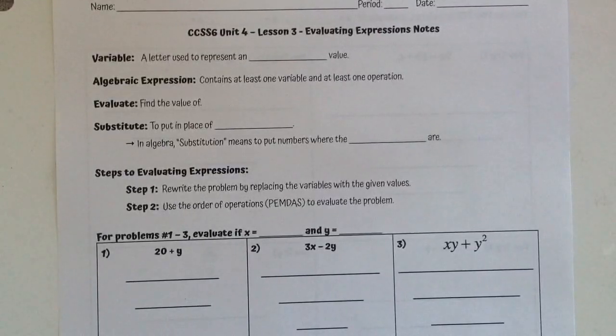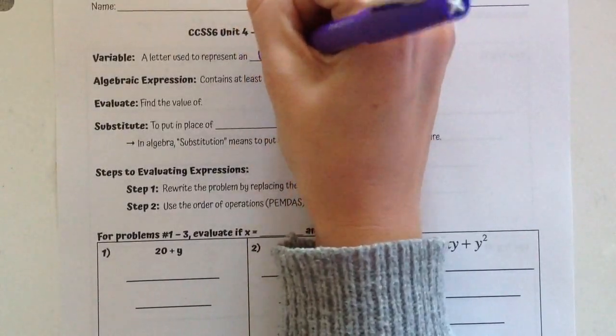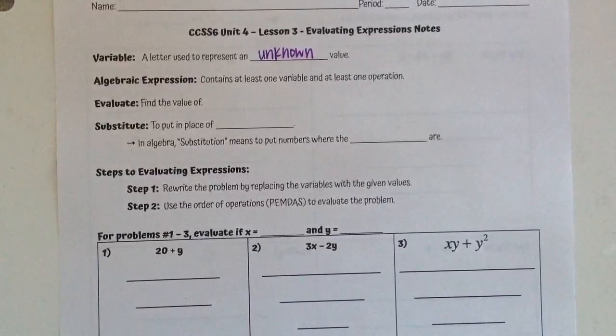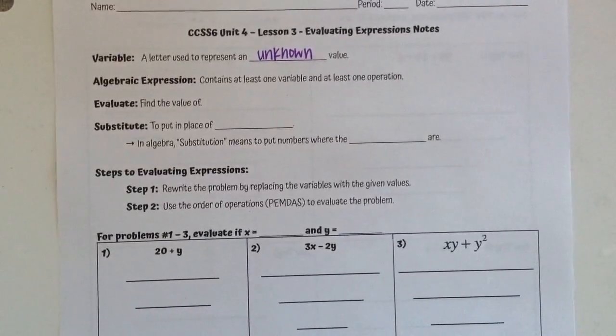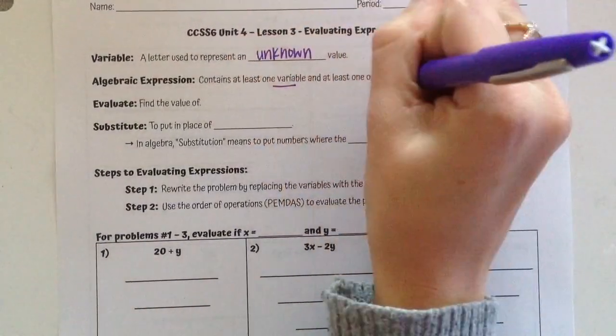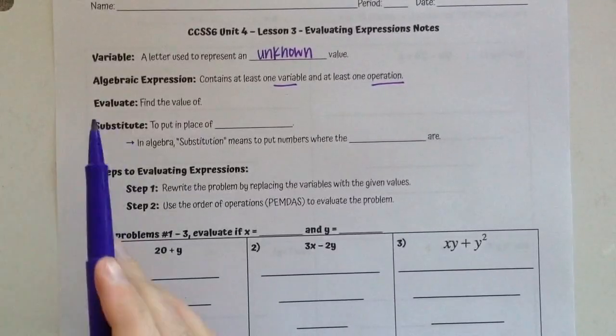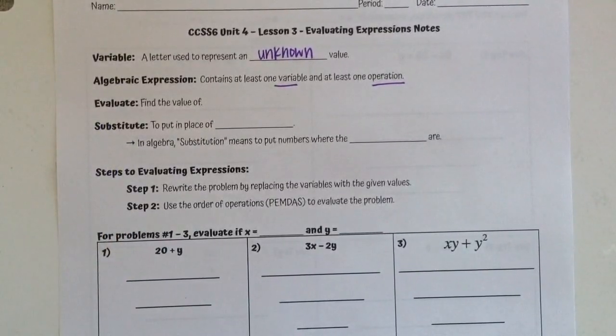A variable is a letter used to represent an unknown value. And an algebraic expression is something that contains at least one variable and one operation. So the only difference between this and order of operations is that there are variables in it. Remember that when we say to evaluate, that just means find the value, find the answer.